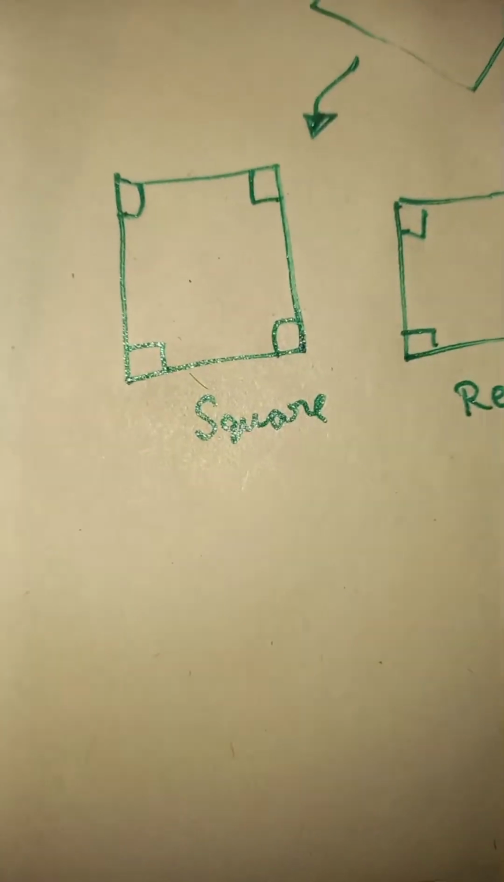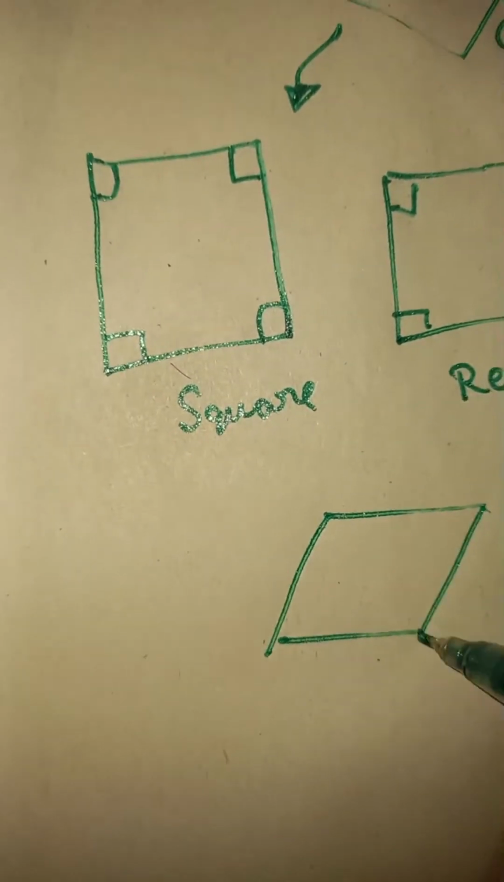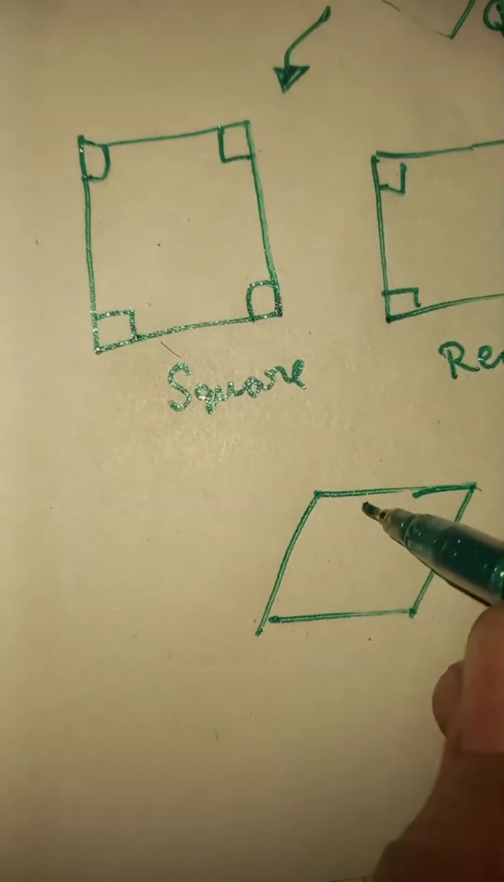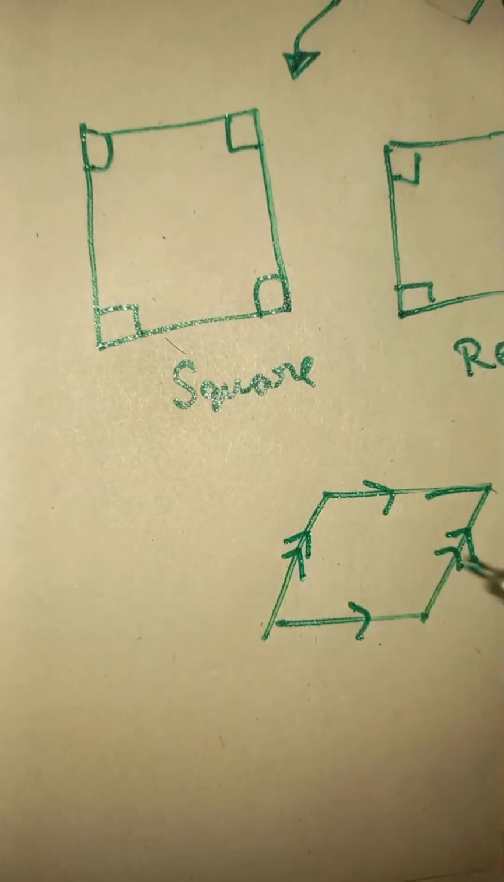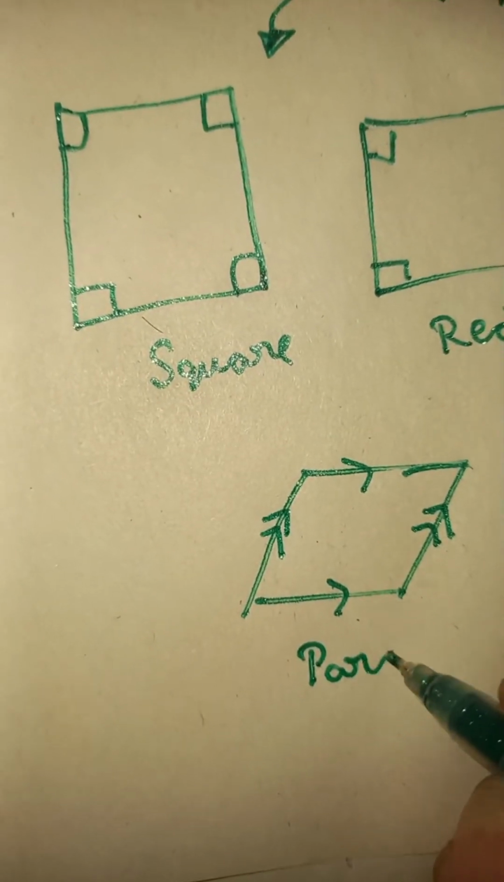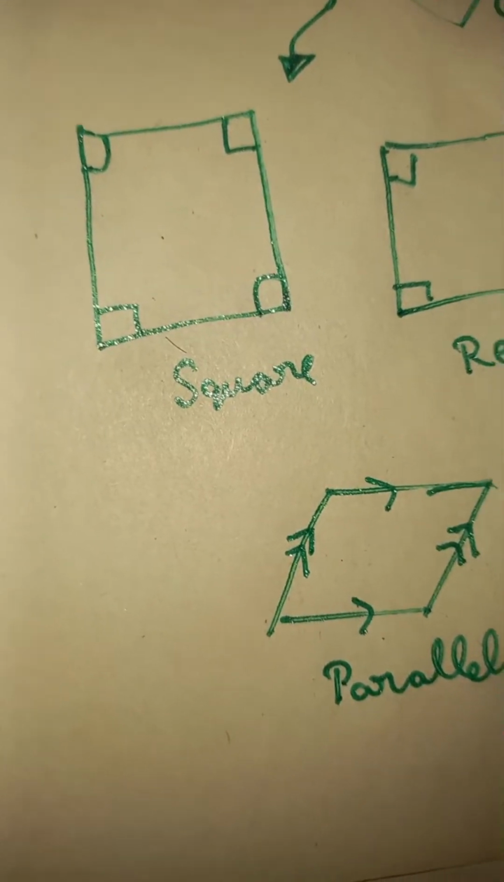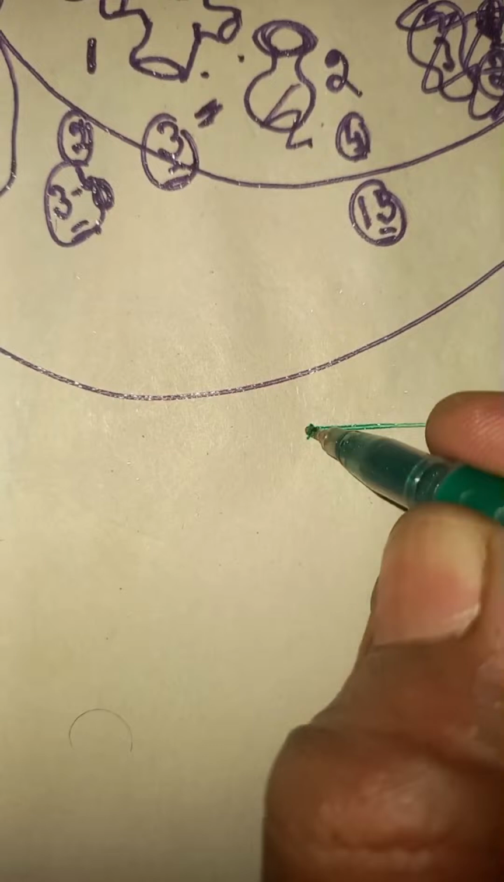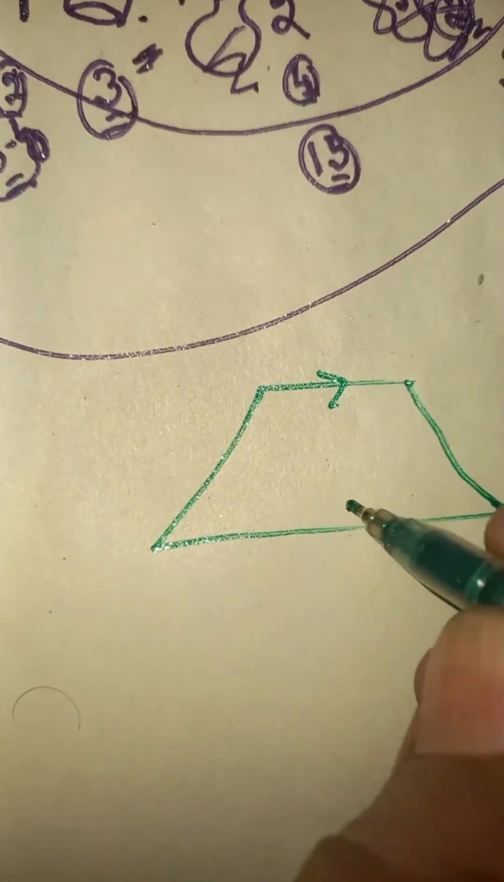Next, if two sides are parallel and the other two sides are also parallel, so it becomes two pairs of parallel sides, this is known as a parallelogram. Another shape of it is one in which there is only one parallel side. This one is known as a trapezium.